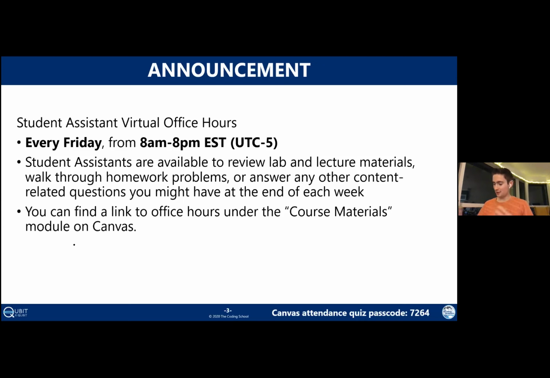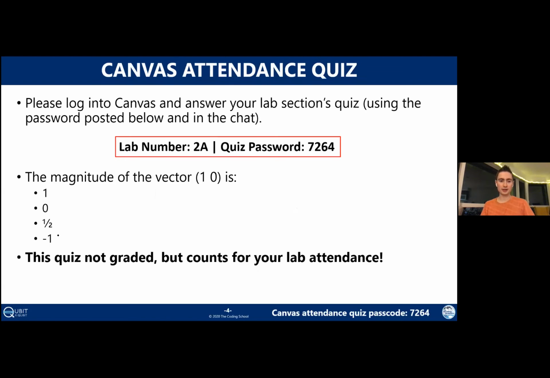Importantly, the link to office hours is found under the course materials module on Canvas. So if you ever have trouble with one week's material, I would certainly encourage you to check out the Student Assistant office hours.